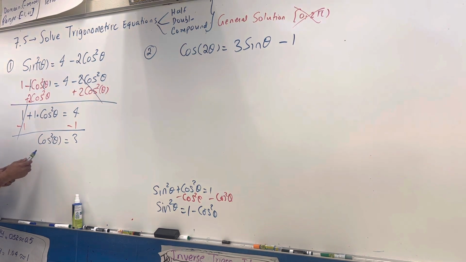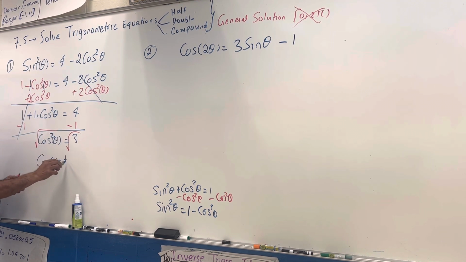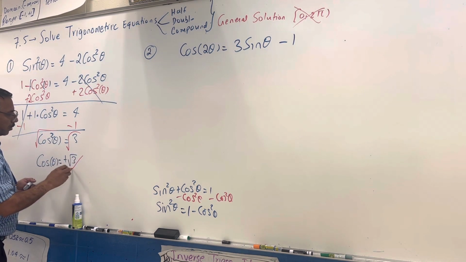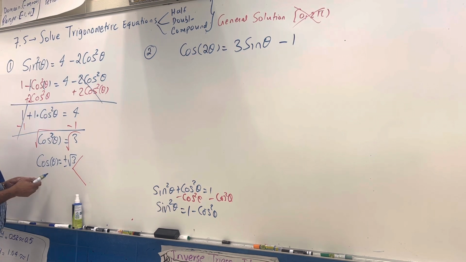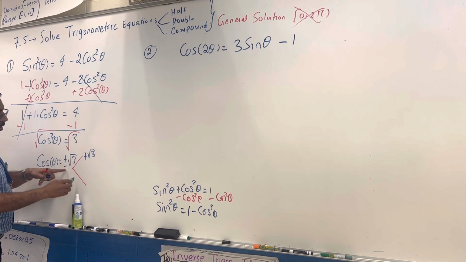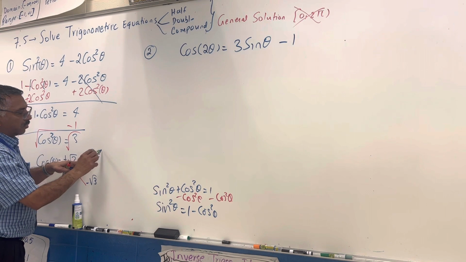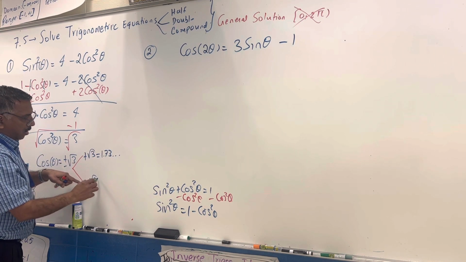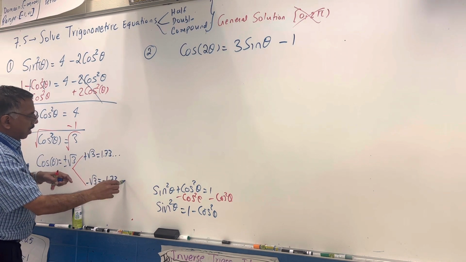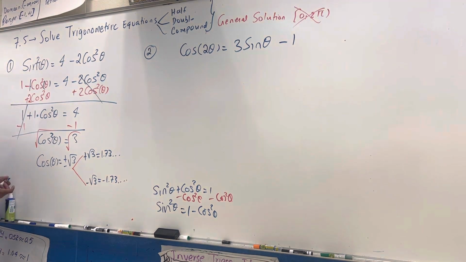And then what does this mean? You can take the square root on both sides. It means cosine theta, so there is a square, this goes away. There are 2 answers, not just 1: plus or minus the square root of 3. So what this means is you get cosine theta is plus root 3 and cosine theta is minus root 3. I want you to remember this. This is 1.73 and something. This is minus 1.73.